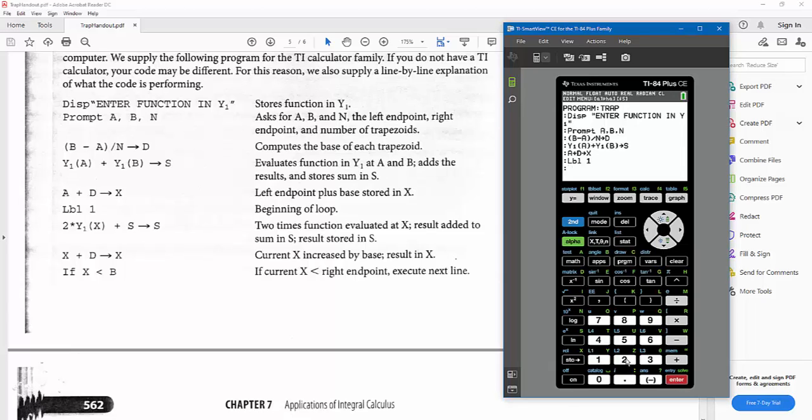New line, 2 times y sub 1 evaluated at X. So y sub 1 evaluated at X plus S. That gets sent back to S. So it's updating it. Okay, new line. X plus D, that gets sent to X. So X plus D, that gets sent to X.